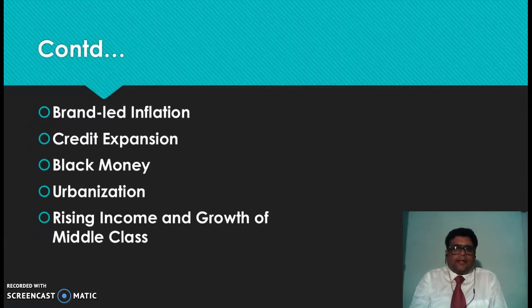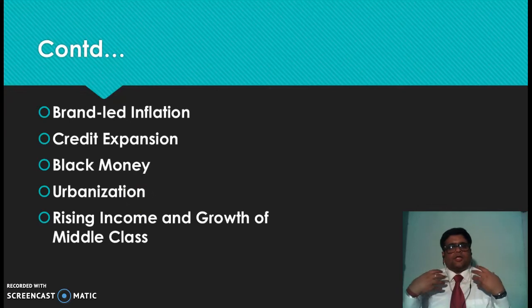Then comes brand-led inflation. There are certain brands which charge a high amount of money for their products, and because they are spending more on promotional expenditure and advertisement, that increases their overall cost. They also have that brand equity, so that's why they charge more money, and that is also one of the reasons for inflation.